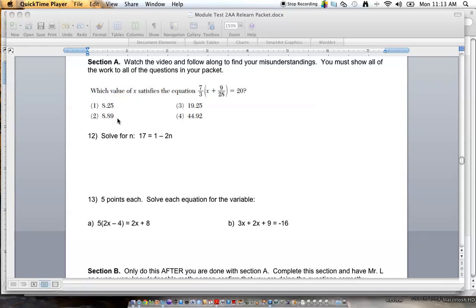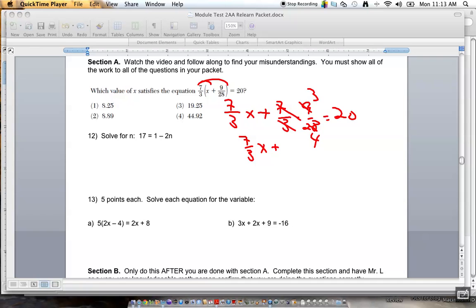to do this. So the first question, I need to distribute 7/3 to everything here. So that would make me get 7/3 x plus. Now, I'm going to actually write this out this way. You can do it on your calculator. I don't have a calculator handy, so I'd rather do it in my head. If I do it in my head, divide 4, divide 3, it's 3/4. So I'm going to get 7/3 x plus 3/4 equals 20.